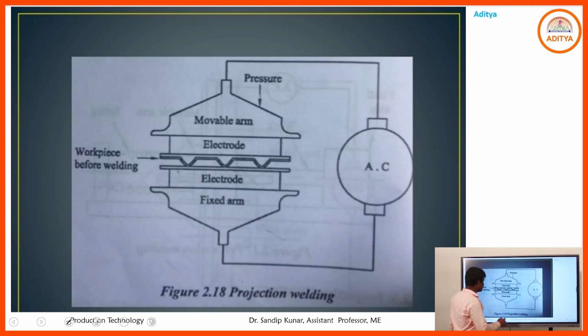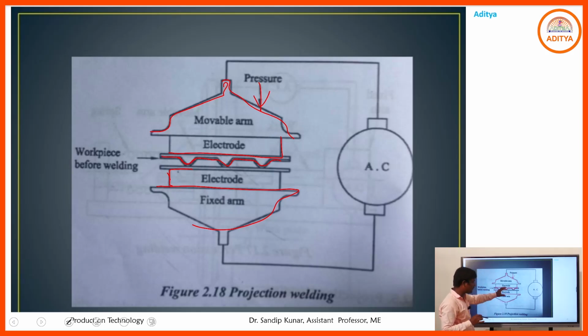Here we see that is the fixed arm, and that is the movable arm. Using the movable arm we give the pressure. Those are both the plates. One plate we have kept is the electrode. On one plate there are a number of projections, and on that we keep the workpiece.